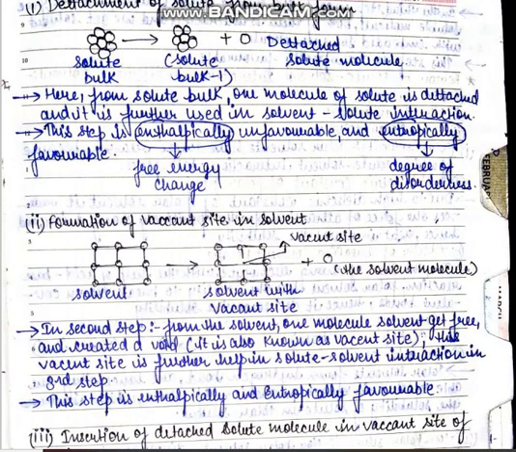First step is detachment of solute from the bulk form. For example, we have taken a 100 gram sample of sodium hydroxide, and this represents 100 gram of sodium hydroxide in the bulk form. During the interaction between solute and solvent, first a particle of sodium hydroxide gets detached from this bulk, and this figure represents the same process.